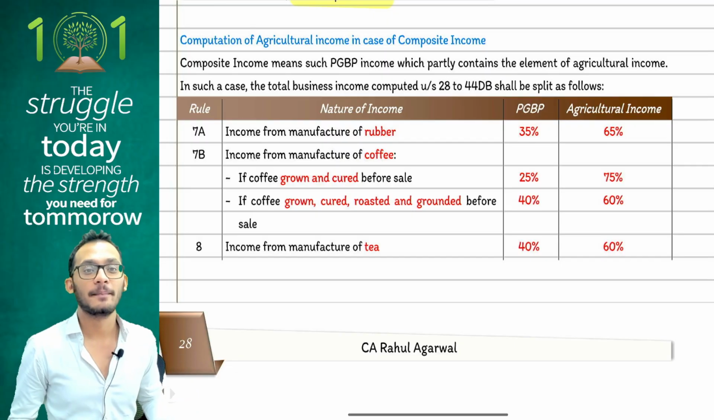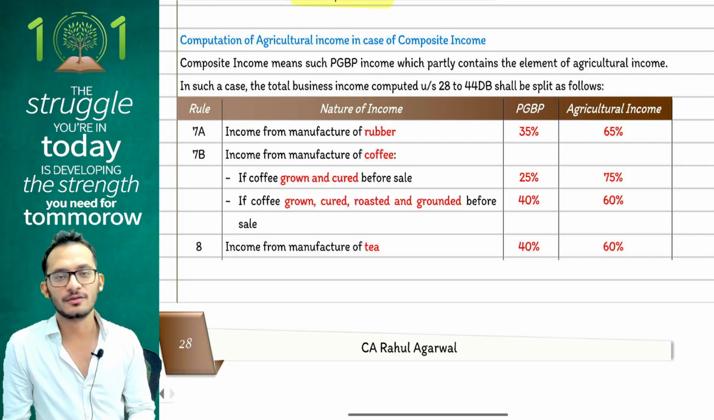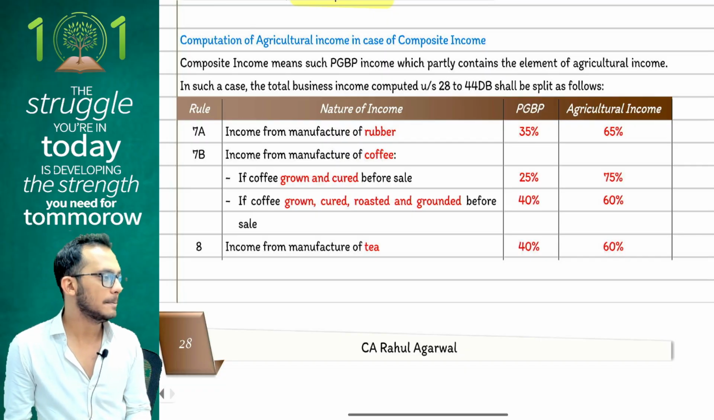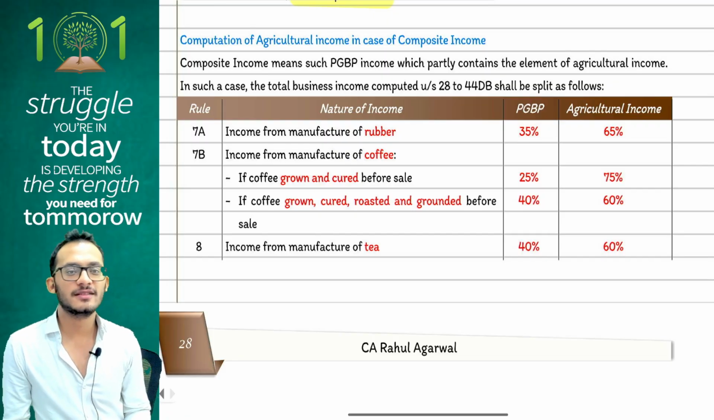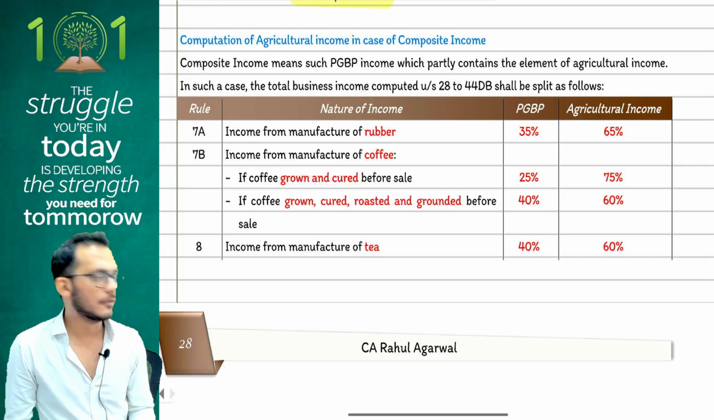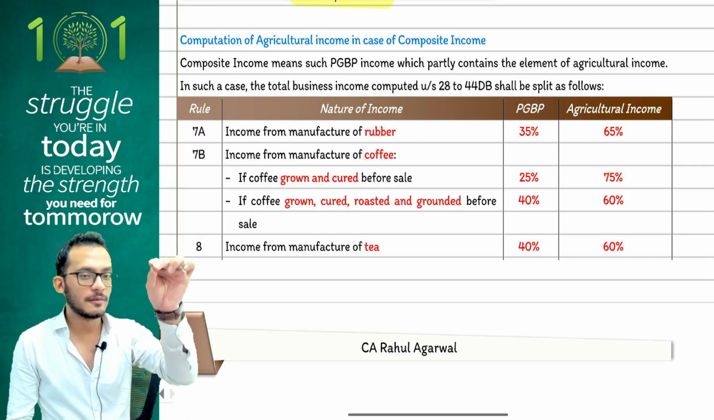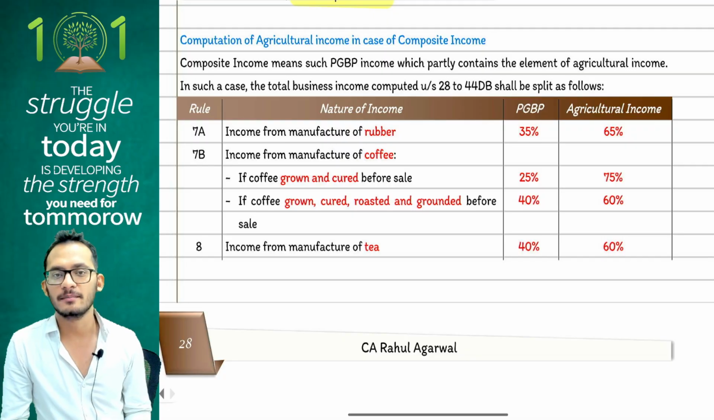108 will be my PGBP. The balance goes to agri income. Same. I'm doing 310, and I'm doing coffee business with 4 words. 124. Very good. That is what the answer is going to be. So it's going to be that simple, split off.